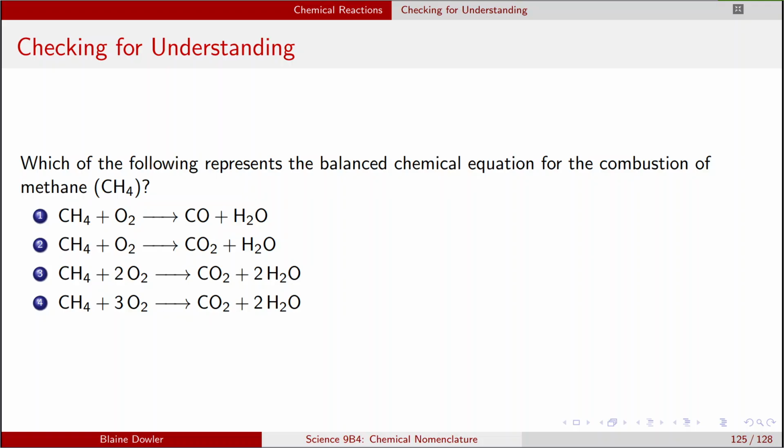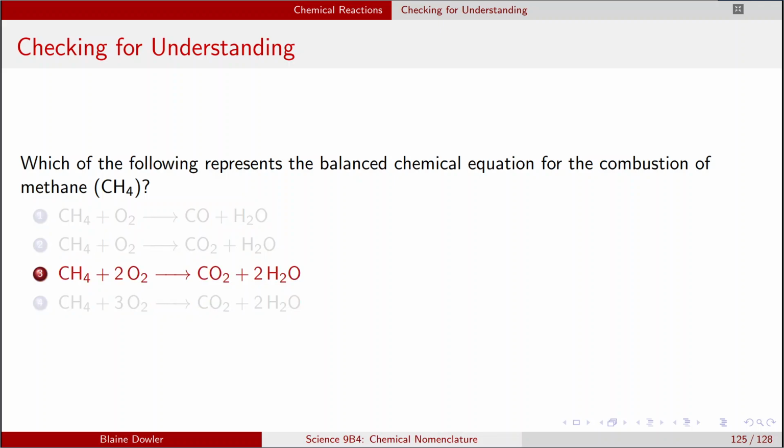We have 2 oxygens in the CO2. We have 2 in the water, because we have 1 per molecule and 2 molecules. That means we need the one that shows 4 oxygens on the left to match the 4 on the right. That is option 3. Option 4 does not balance because it has 6 oxygen on the left and 4 on the right.